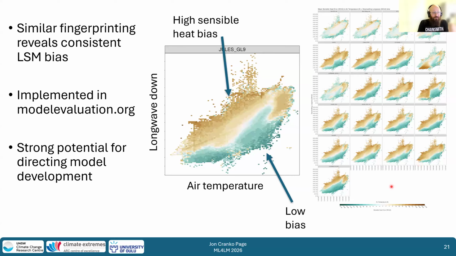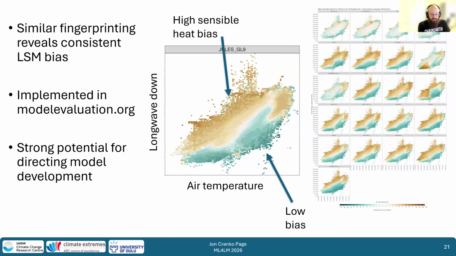Most of them are sort of low bias in the bottom right half of the forcing domain and high bias in the top left, apart from, for instance, CH Tessel. So it'd be really interesting to dive down and see what's going on there.